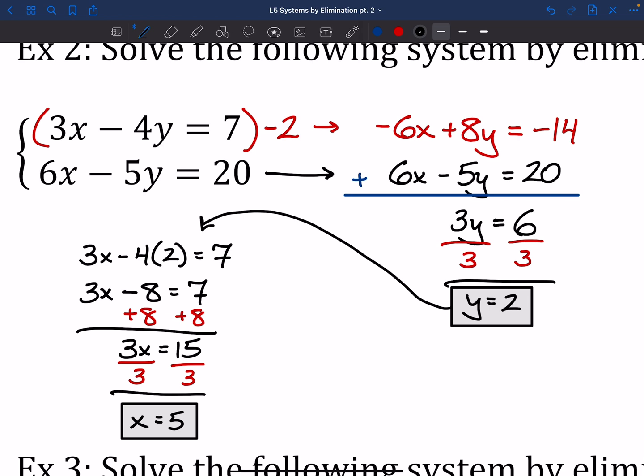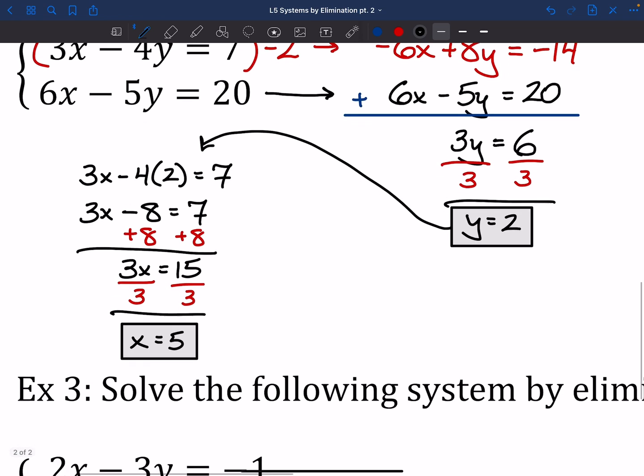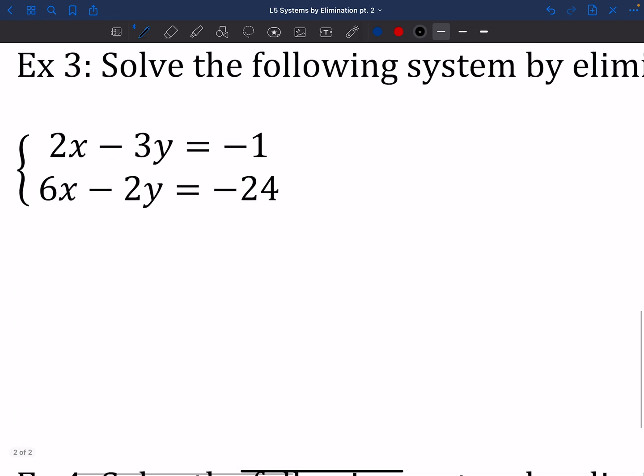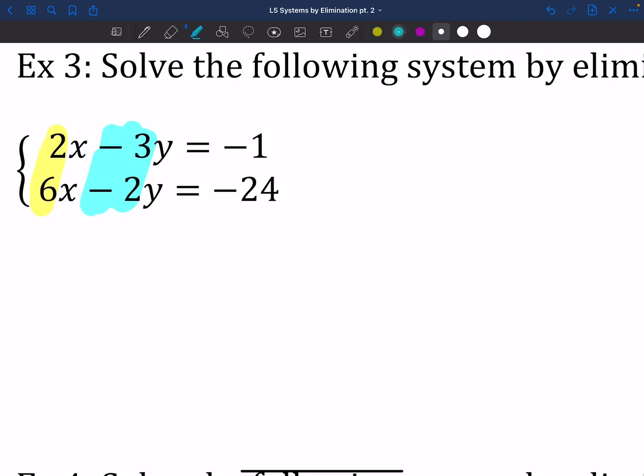All right, so hopefully you paused and tried that. If not, give it a go. The worst that could happen is you're wrong, and that's not that bad. So for number 3 down here, I'm looking at my coefficients, and again, none of them match. 2 and 6 don't work. Negative 3 and negative 2 don't match. So we got to multiply.